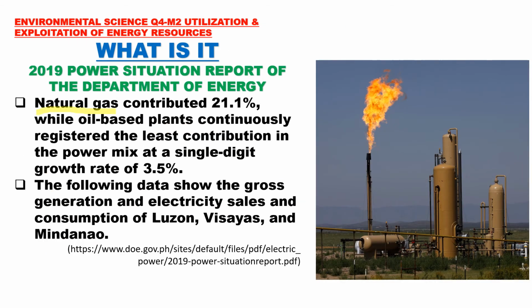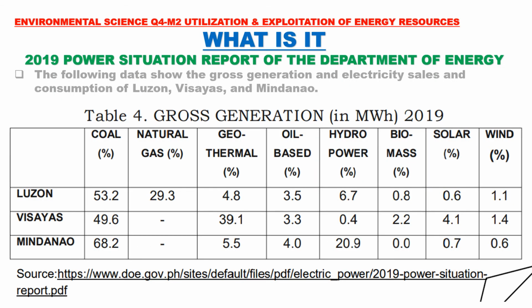Natural gas contributed 21.1%, while oil-based plants continuously registered the least contribution in the power mix at a single-digit growth rate of 3.5%. The following data shows the gross generation and electricity sales and consumption of Luzon, Visayas, and Mindanao. Table 4 shows the gross generation in megawatt-hours in 2019.